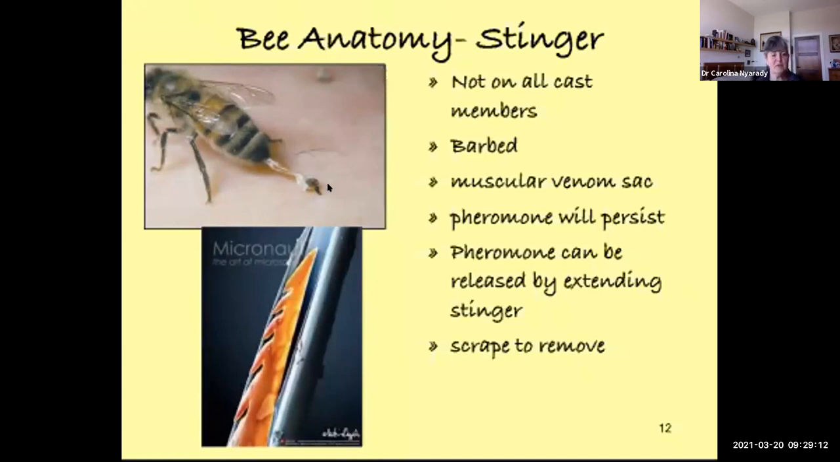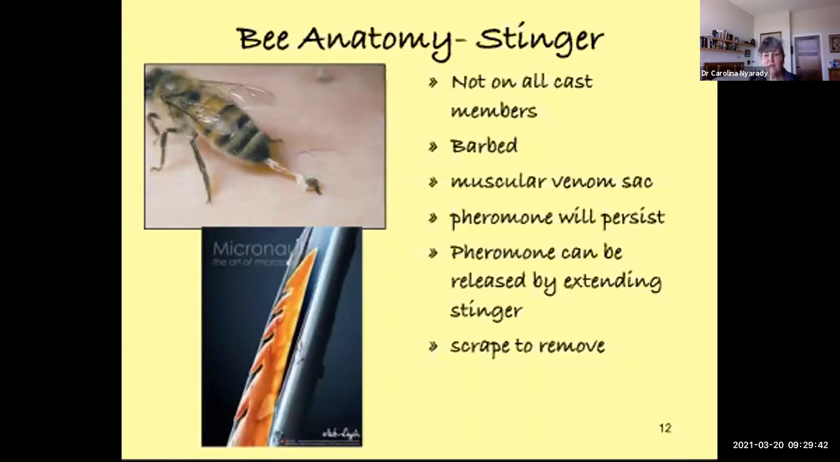And then keep in mind too that anytime you are stung with the stinger, because of its barbed presence and the fact that the venom sac remains, you don't ever want to squeeze that venom sac in the hopes of removing the stinger. You always want to scrape that stinger away so that you're able to hopefully scrape it without releasing more of the venom onto your skin as you're removing it.